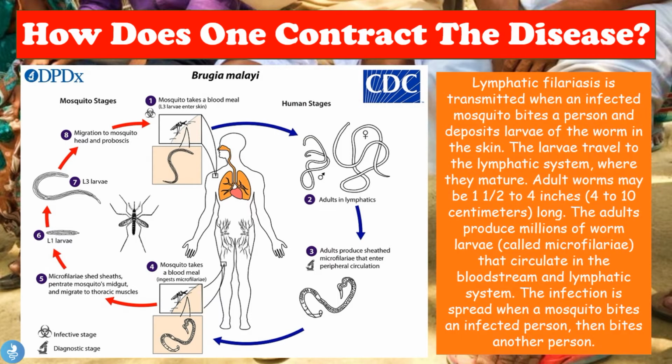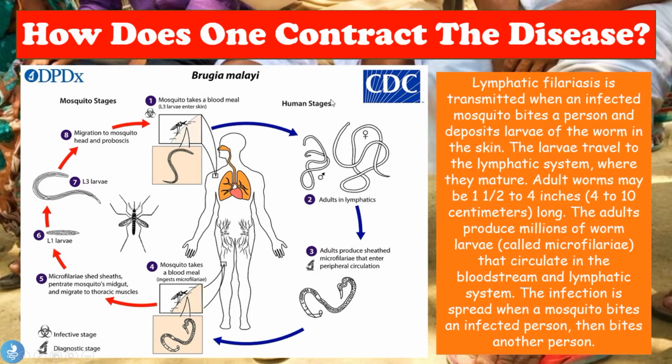So lymphatic filariasis is transmitted to an individual when an infected mosquito bites a person and deposits the larvae of the worm into the skin of the patient. The larvae travel to the lymphatic system in the body where they can mature into adult worms. The adult worms may be 1.5 to 4 inches long, which is about 4 to 10 centimeters, and the adults will go on to produce millions of worm larvae, which are called microfilariae. These microfilariae can circulate in the bloodstream and the lymphatic system of the patient. And the infection is spread when another mosquito comes along and bites the infected person and then goes on to bite another person. In this way, the infection spreads.